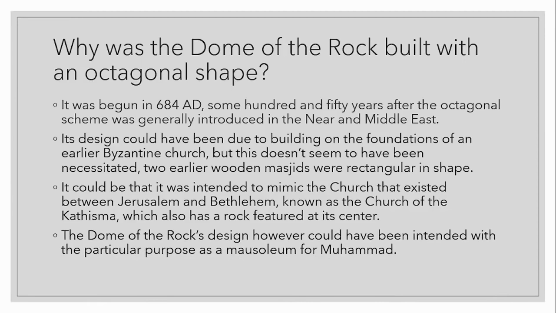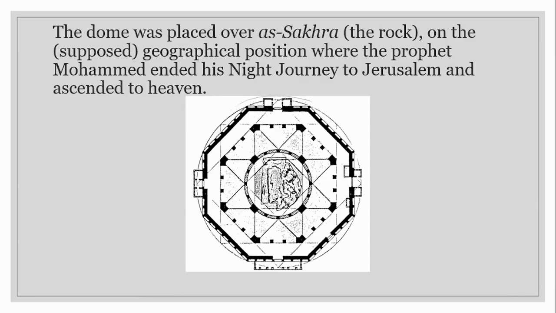The Dome of the Rock's design, however, could have been intended with the particular purpose as a mausoleum for Muhammad, and perhaps this shape fits with that very well. The dome was placed over As-Sakra, the rock, on the supposed geographical position where the Prophet Muhammad ended his night journey to Jerusalem and ascended to heaven.